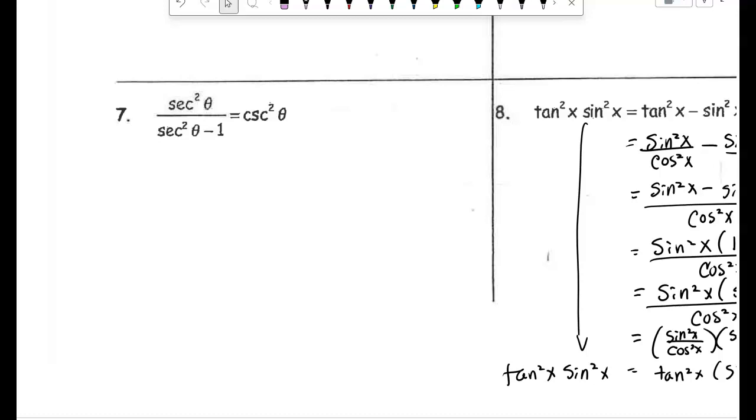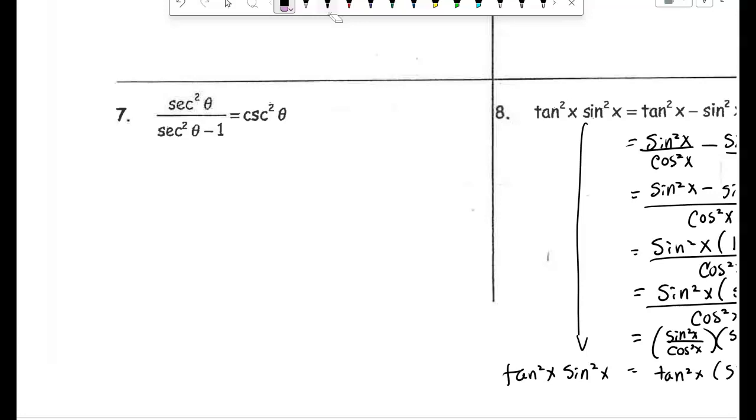Obviously, the left-hand side looks disastrous compared to the right-hand side, but it doesn't look that bad. But I see a secant squared theta, and I also see here a secant squared theta minus 1. Now, if you think you can cancel these, you just did illegal math, right? You cannot do it unless it's factors, not terms, so don't do that. So instead, start looking through your identities and think, what possibly could I use?